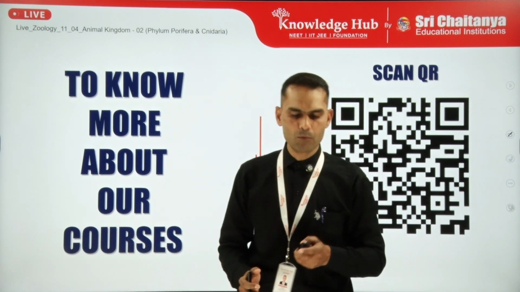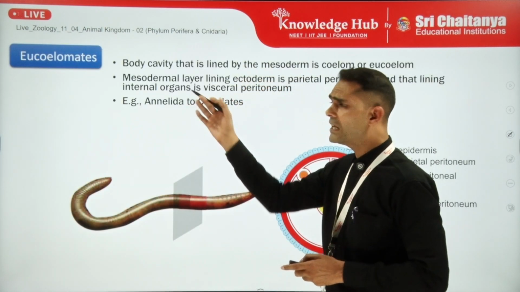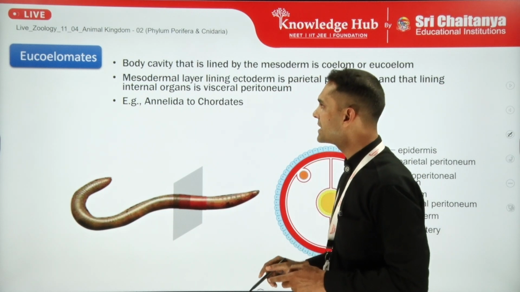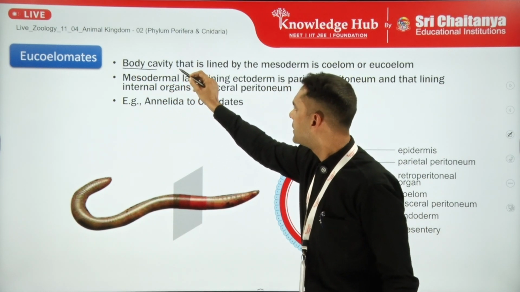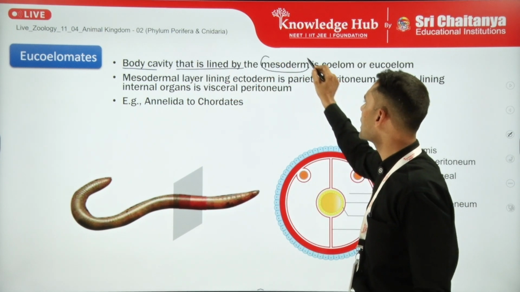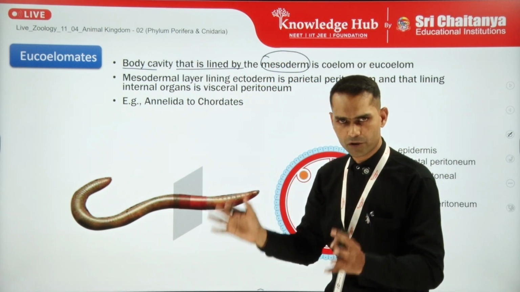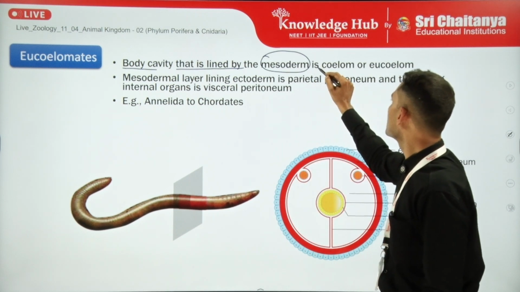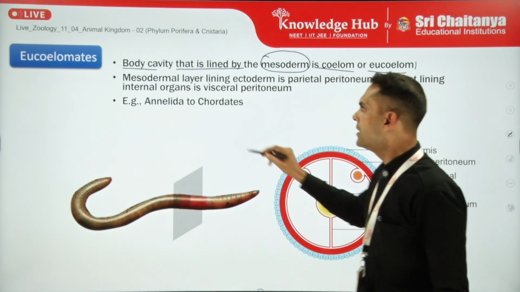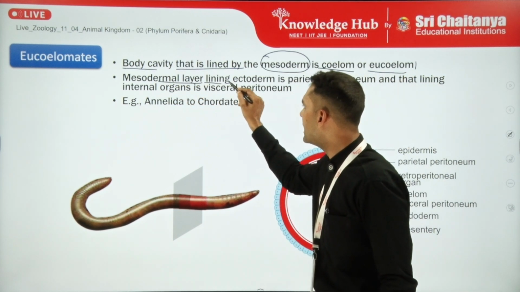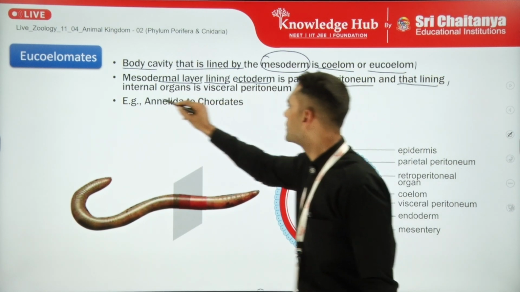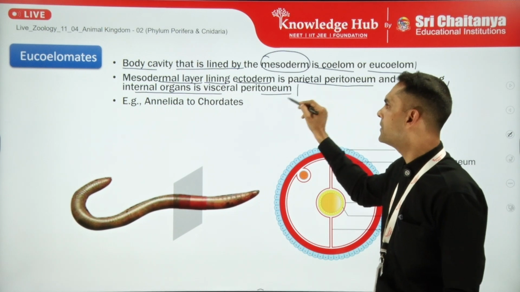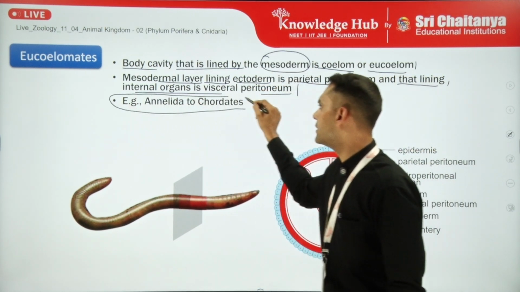Okay. Now moving further to the true coelomate category, we can see that body cavity which is lined by the mesodermal layer or which is enclosed by the mesodermal layer is called as coelom or eucoelom. So mesodermal layer lining ectoderm is parietal peritoneum, and that lining internal organ is visceral peritoneum. So example we can see Annelida to chordates.